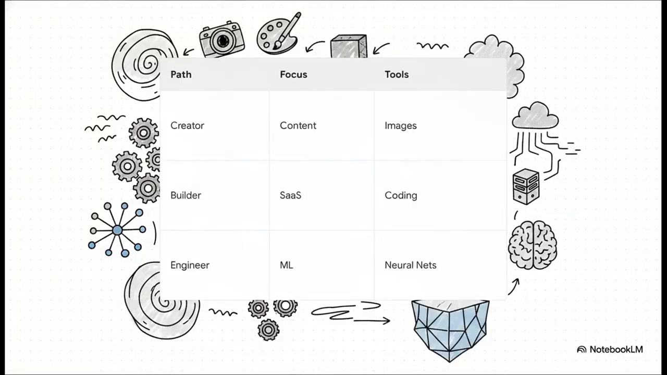Right around week 3, you're going to transition from just an explorer to a specialist by choosing one of these 3 core paths. The creator path is fantastic for those in marketing or design focusing on generating high-quality content, images, and videos. Then there's the builder path, which is for folks who want to automate workflows or build software using AI coding agents. But the third path, the engineer path, well, this one is entirely different.